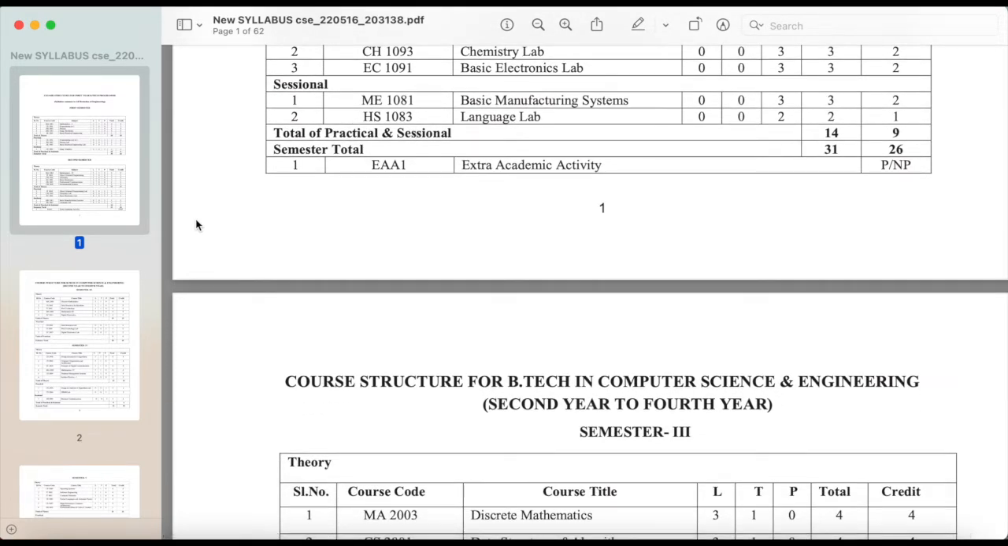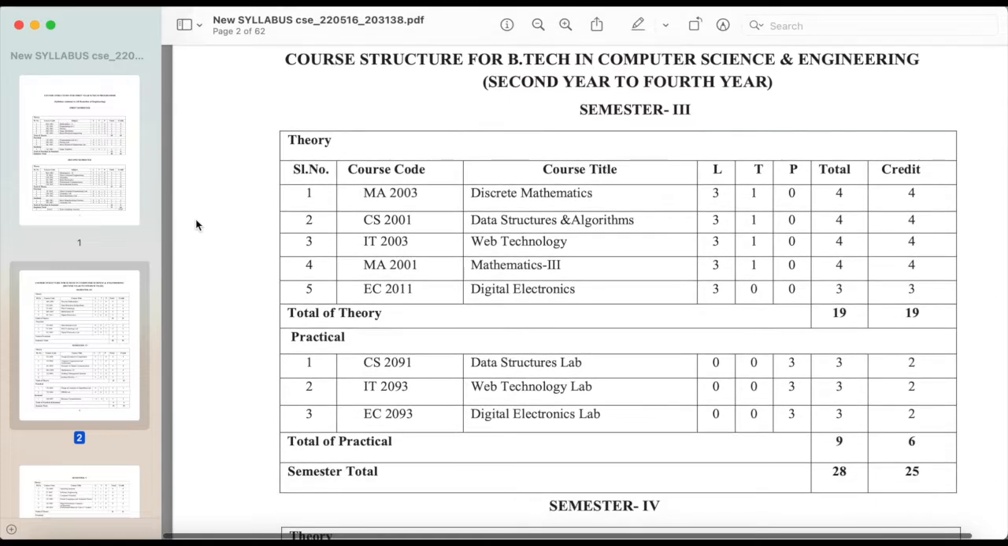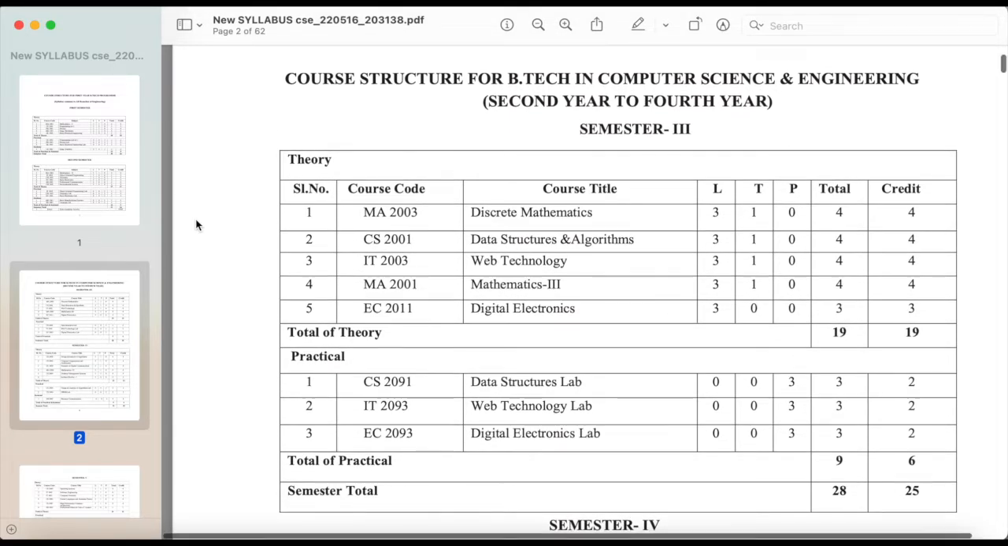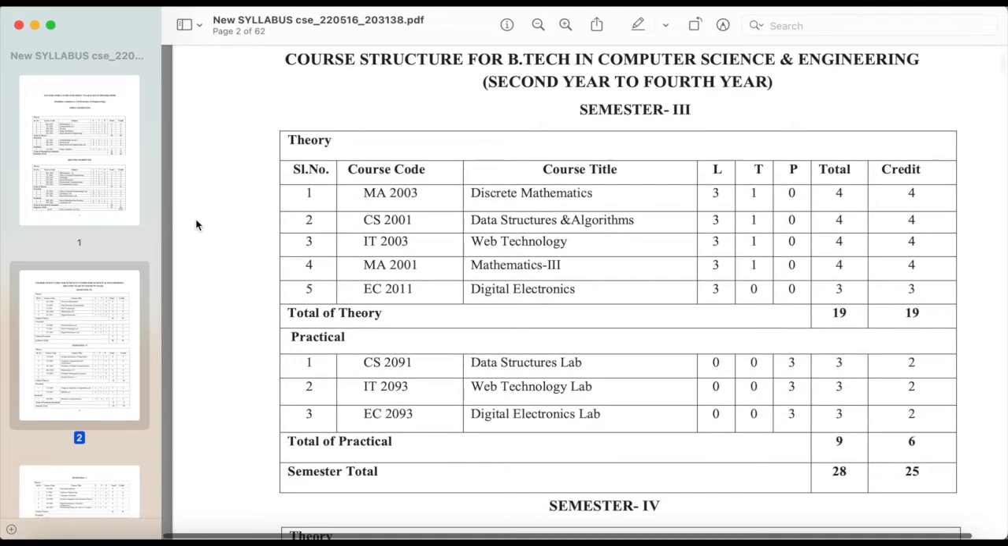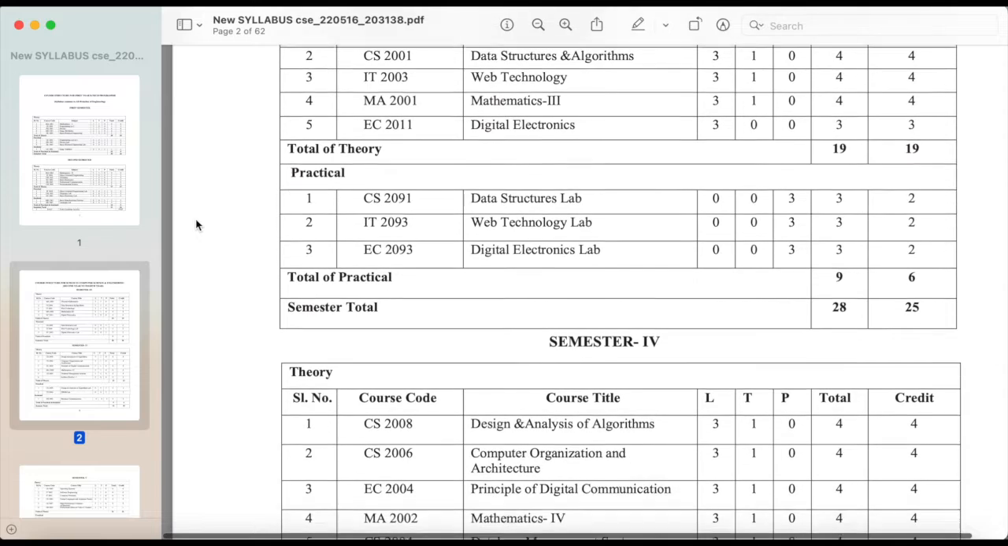3, now come second year third semester. Theory: Discrete Mathematics, Data Structures and Algorithms, Web Technology, Mathematics 3, Digital Electronics. Practical: Data Structures Lab, Web Technology Lab, Digital Electronics Lab. 4, now come second year fourth semester.